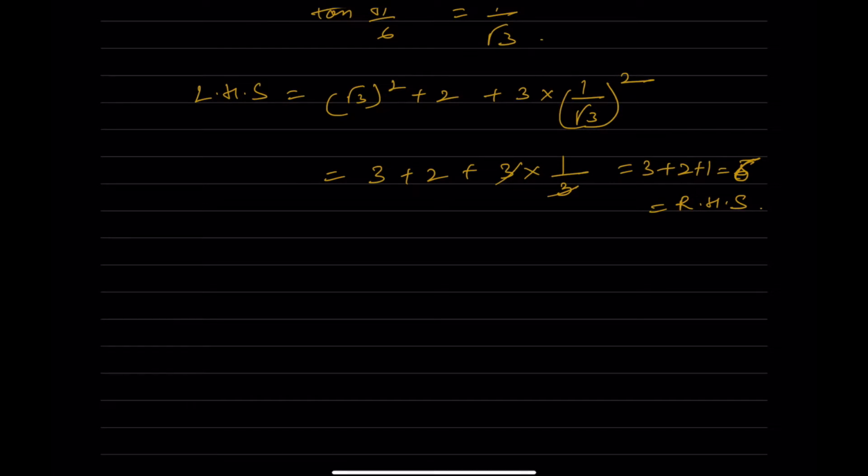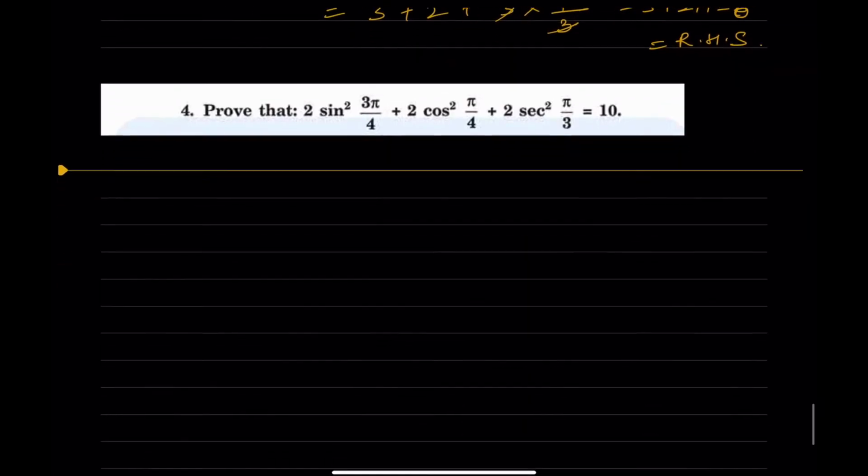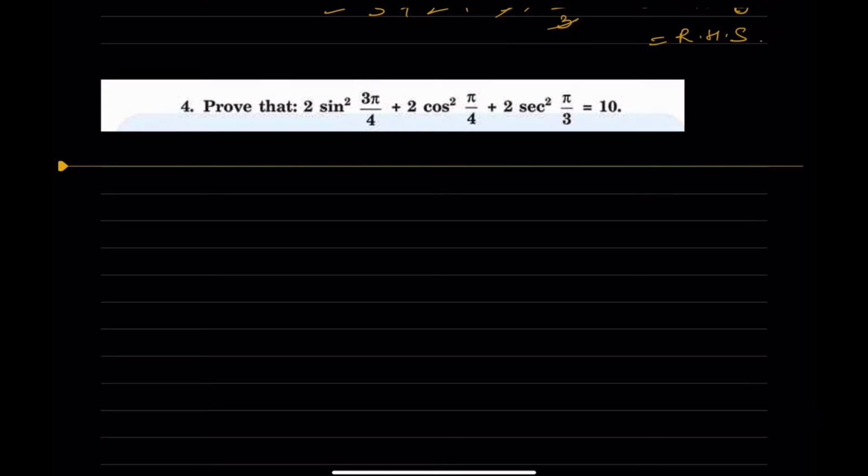Now going into the fourth problem. What's the fourth problem? Let's see. Prove that 2 sin square 3 pi by 4 plus 2 cos square pi by 4 plus 2 secant square pi by 3 is equal to 10. So now how do we go into the solution part of this? We'll see what is the solution of this. We'll write down each and every value of sin 3 pi by 4, cos pi by 4 and secant pi by 3. What are all these values?